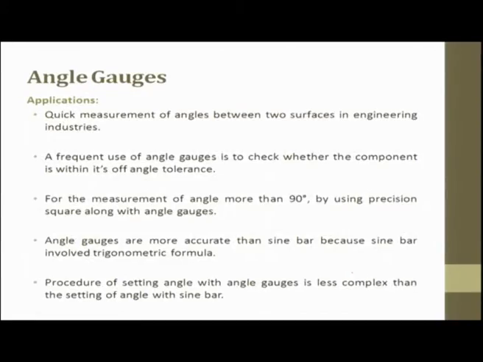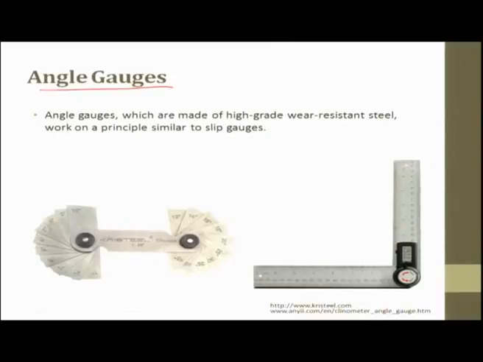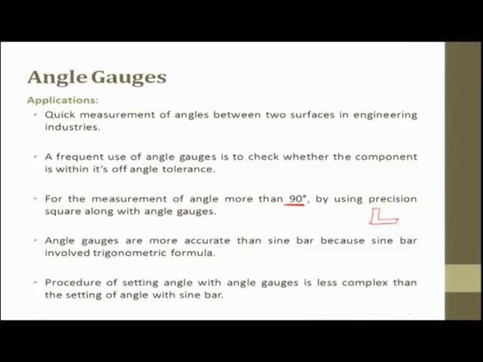So, application: it is a quick measurement of angle between two surfaces in the engineering industry. A frequent use of an angle gauge is to check whether the component is within its angle tolerance. For the measurement of an angle more than 90 degrees, we use precision squares, something like an L square, along with the angle gauges. So, this is what we showed here, a combination. You can use this along with the combination of this to generate the various angles.